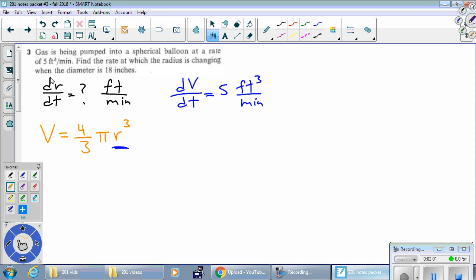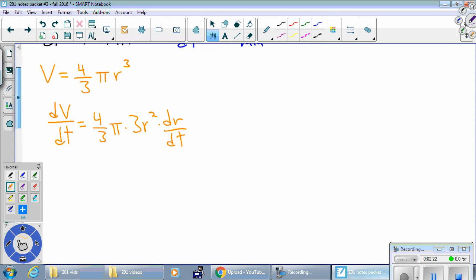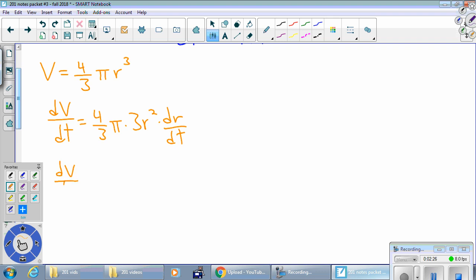The derivative of the left-hand side is simply dV/dt. The derivative of the right-hand side, 4/3 pi is a constant multiplier, so it gets copied. The derivative of r cubed is 3r squared, but that r is not the independent variable, it's t, so we have to multiply by the derivative of r with respect to t. We'll clean this up just a tiny bit. dV/dt equals, the 3's cancel, right? So we just get 4 pi r squared times dr/dt.